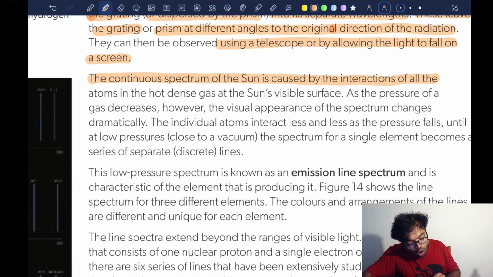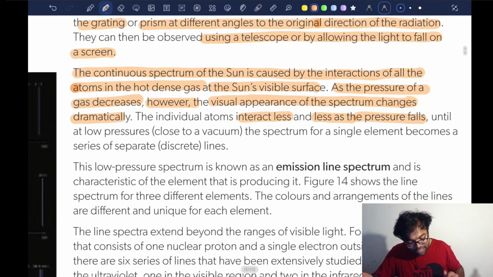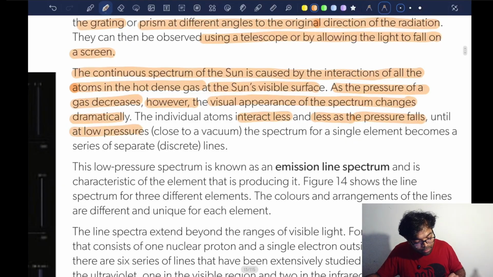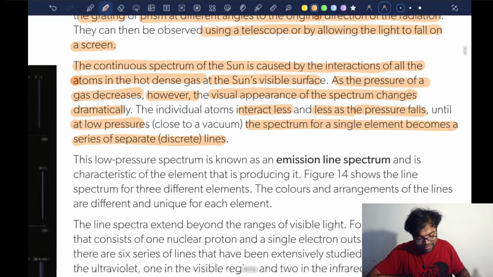Okay, now the continuous spectrum of the sun is caused by the interactions of all the atoms in the hot dense gas at the sun's visible surface. As the pressure of gas decreases, however, the visual appearance of the spectrum changes dramatically. The individual atoms interact less and less as the pressure falls, until at low pressure the spectrum for a single element becomes a series of separate discrete lines.